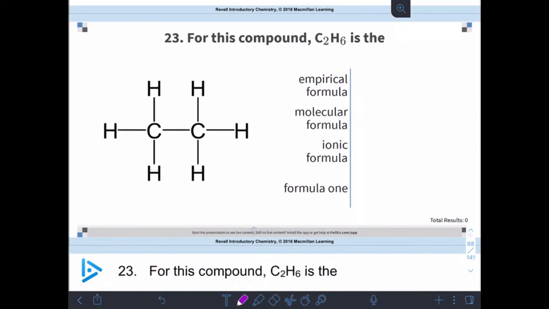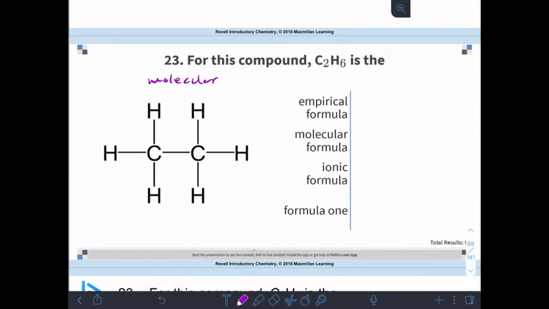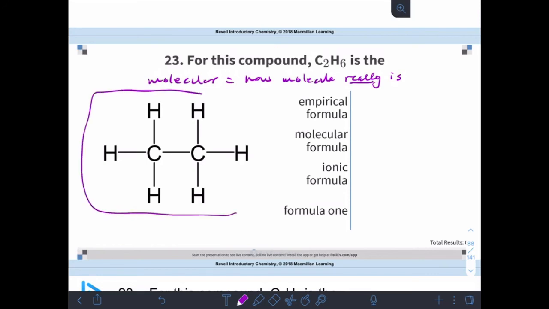All right, so question 23, for this compound in the picture, is C2H6 the empirical formula, molecular formula, ionic formula, or Formula 1? Whoever wrote this slide had a sense of humor. So, remember, the molecular formula is how the molecule really is. Right, and the empirical formula is the lowest possible multiple of that molecular formula. So the drawing here, that's the real life molecule.